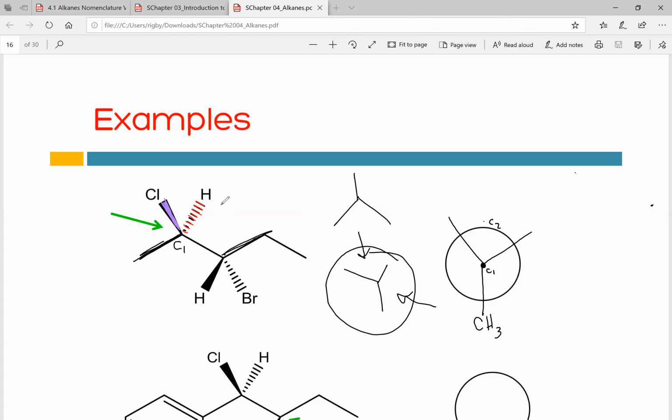So if we moved this, if we rotated it around so that carbon 1 was in the middle of this here, the purple would be pointing out here, this side.